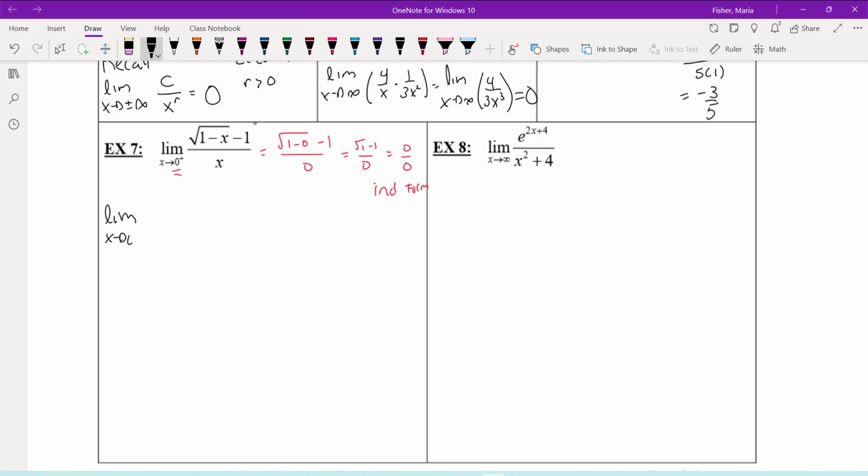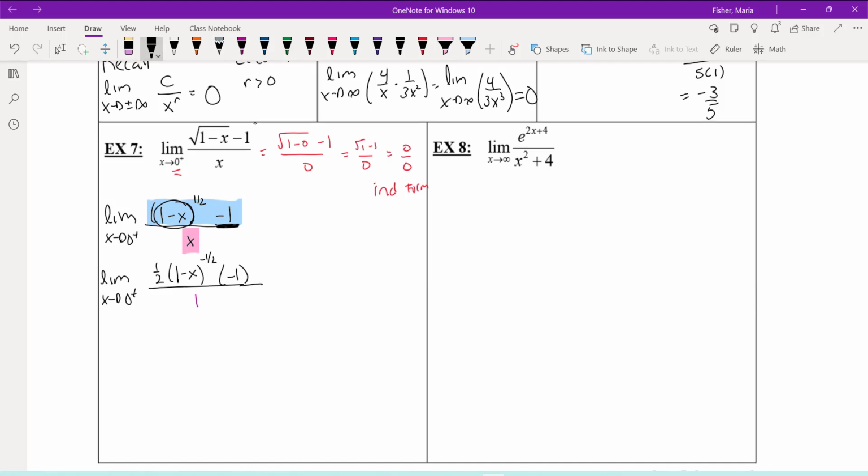If it helps you before you take the derivative, go ahead and rewrite this with its rational exponent, 1 minus x to the 1/2 power and then minus 1. Now, what is the derivative of the numerator? Well, it's going to be 1/2, and then 1 minus x raised to 1 less, negative 1/2, and then the derivative of the inside here is negative 1. The derivative of the negative 1 is 0, and we don't need to write that. Then what's the derivative of the denominator? Well, the derivative of the denominator is just 1.